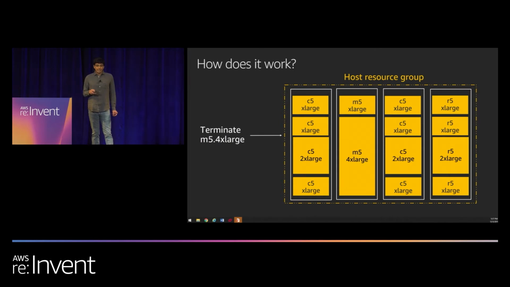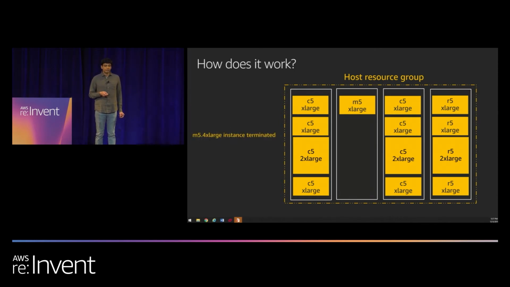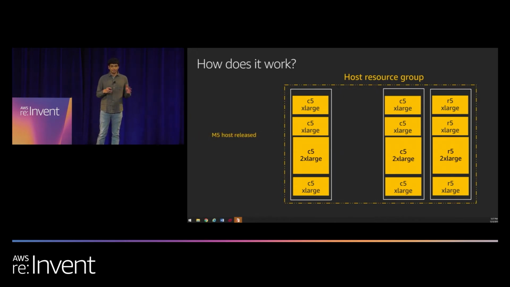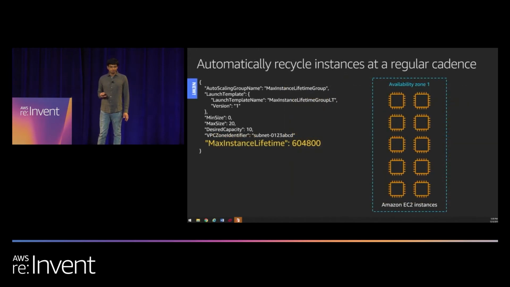When the terminations have to happen, say the M5 4XL has to terminate, that goes away. When the M5 extra large has to go away, after that the dedicated host is completely empty and not required. It will automatically end up getting deallocated and released. So that was auto-scaling for dedicated hosts.